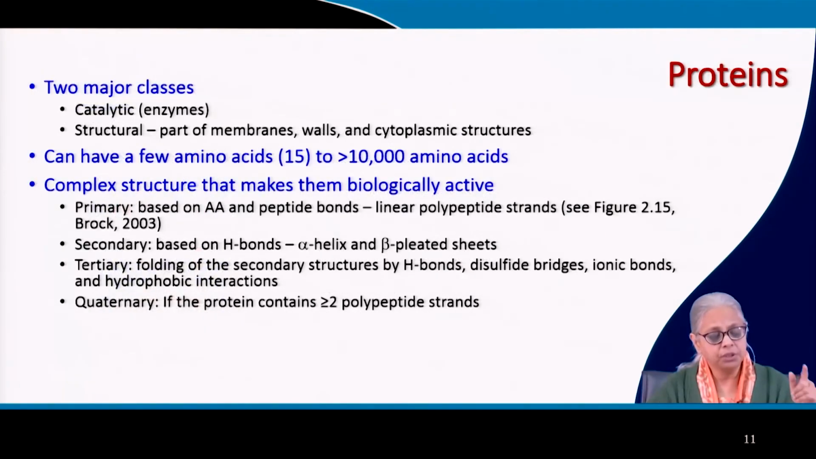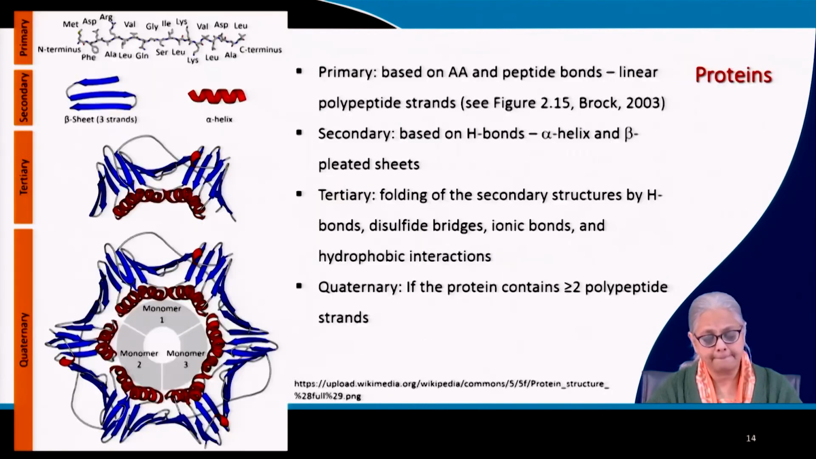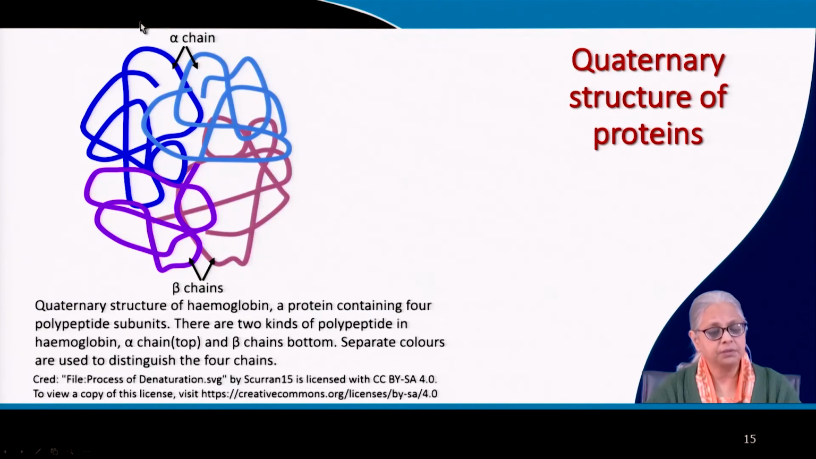One more point to remember: the secondary structures are based on hydrogen bonds, and the tertiary structures are based on a combination of covalent bonds, hydrogen bonds, disulfide bridges, ionic bonds, and hydrophobic interactions. All these things are part of the tertiary structure. And then I think the quaternary structures are again just folding of the polypeptide strands. So here is our hemoglobin structure. It has 4 polypeptide strands.